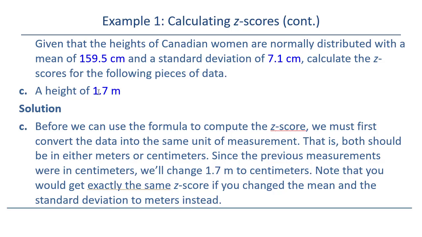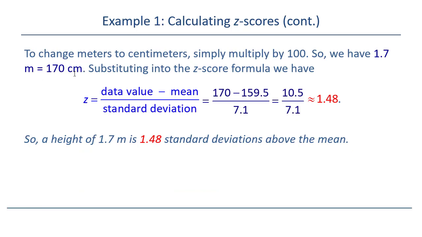And the first thing we'd have to do is convert this into centimeters, because it's in centimeters. So 1.7 meters times 100 gives us centimeters. So we get 170 centimeters. Then we subtract the mean. Then we divide, and we get 1.48 standard deviations above the mean.